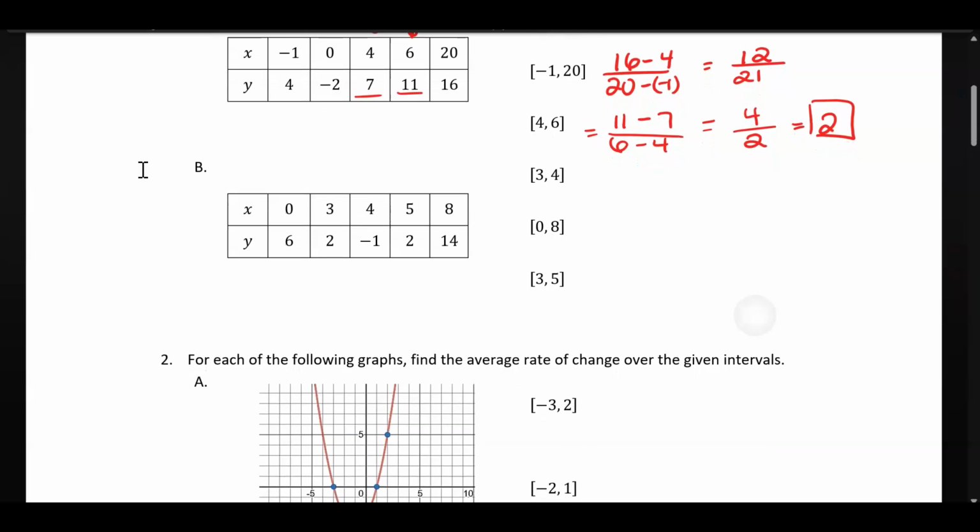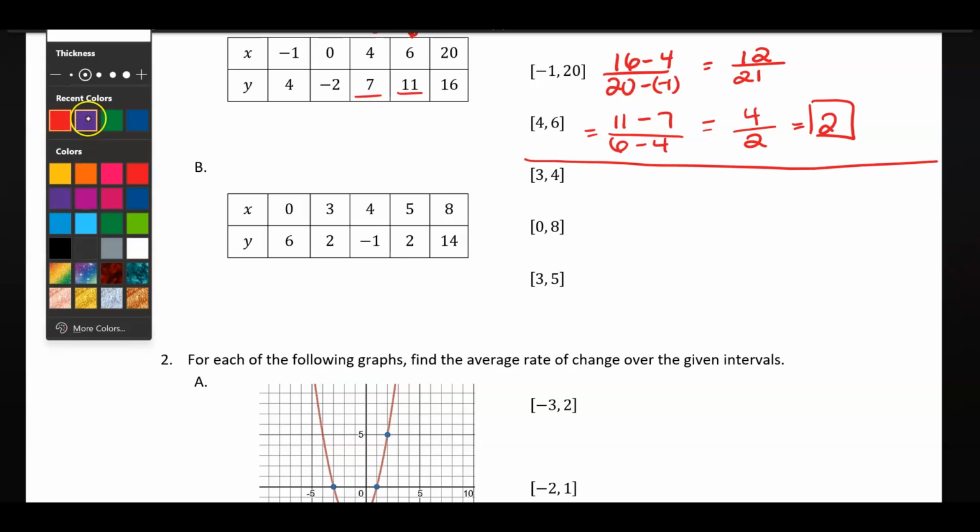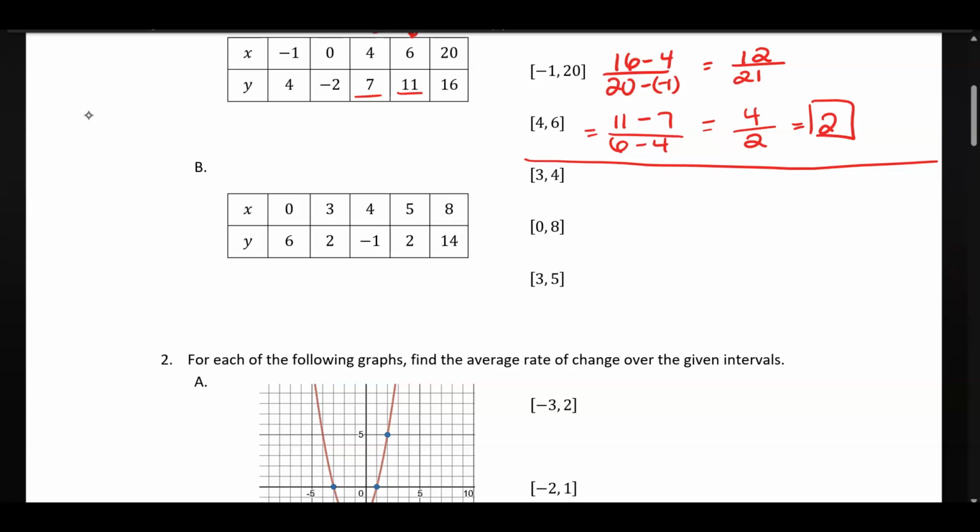Let's take a look at B here. Again, kind of same notation, right? So here's 3 and 4. Let's change colors here. So here we have 3 and 4. I'm going to look at my y values of negative 1 and 2. So I'm going to start off with negative 1 minus 2 all over 4 minus 3. Negative 1 minus 2 is going to give me a negative 3. 4 minus 3 is going to give me 1. So then that rate of change is just negative 3.